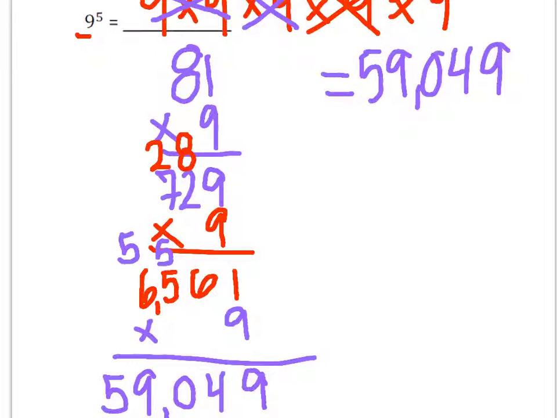By first identifying the base number and then the exponent, you can successfully multiply the base number the amount of times that the exponent lets you know.